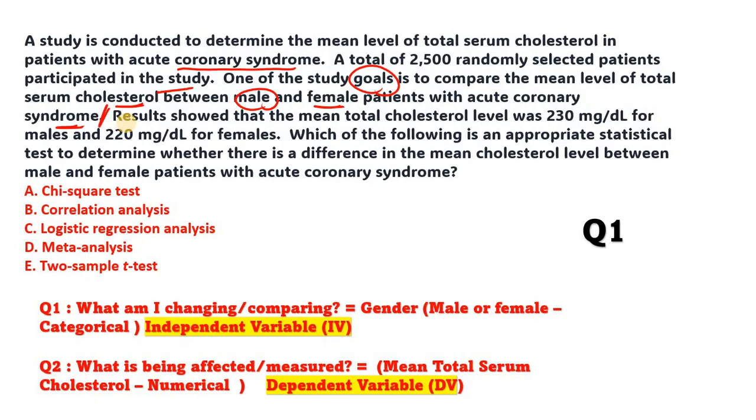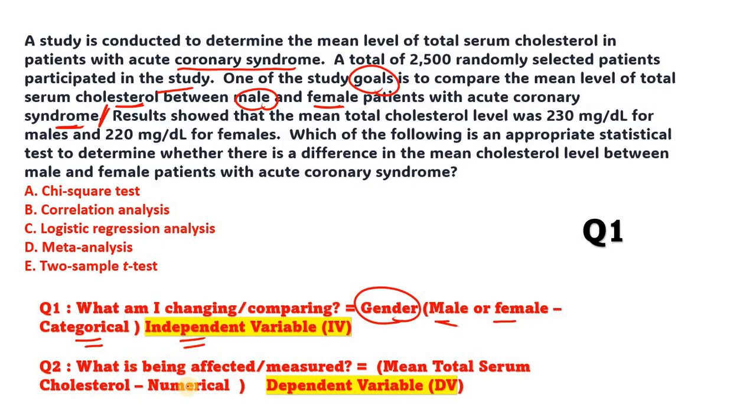What are you changing or what are you comparing between? Here we are comparing the level of cholesterol in serum between male and female patients with acute coronary syndrome. So we are comparing between male and female. Okay, so our independent variable here, or what we are comparing, is the gender, male or female. It can be categorized into two groups, male or female. So it's categorical. So here your independent variable will be categorical.